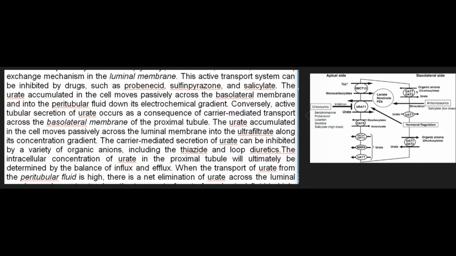Conversely, active tubular secretion of urate occurs as a consequence of carrier-mediated transport across the basolateral membrane of the proximal tubule. The urate accumulated in the cell moves passively across the luminal membrane into the ultrafiltrate along its concentration gradient. The carrier-mediated secretion of urate can be inhibited by a variety of organic anions, including the thiazide and loop diuretics. The intracellular concentration of urate in the proximal tubule will ultimately be determined by the balance of influx and efflux. When the transport of urate from the peritubular fluid is high, there is a net elimination of urate across the luminal membrane.